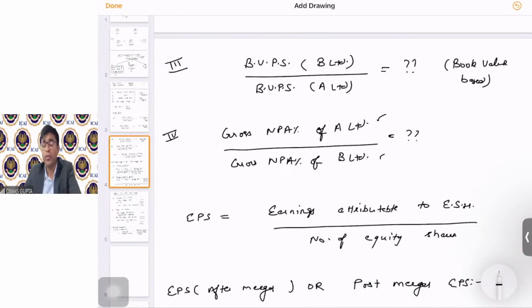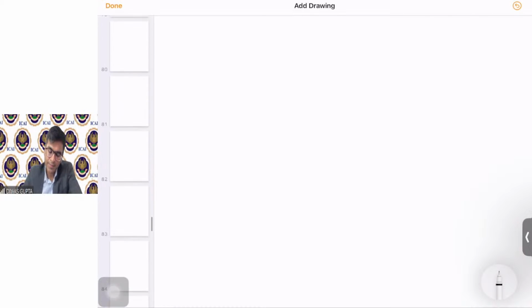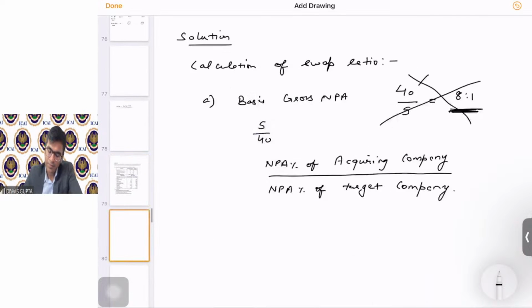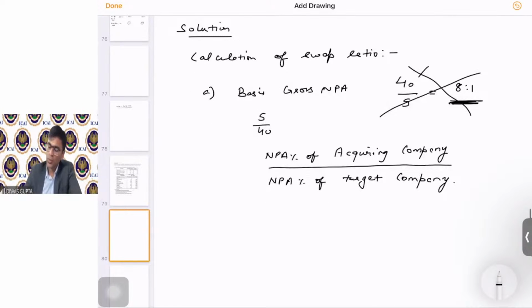Okay. I think there was one question also during that session. I don't remember the name of the student who was asking. So I hope this answers that. Okay. So the logic is that higher NPA, lower the ratio should be. Hence, we reverse the ratio in this particular case. So this comes out to how much? 5 divided by 40.